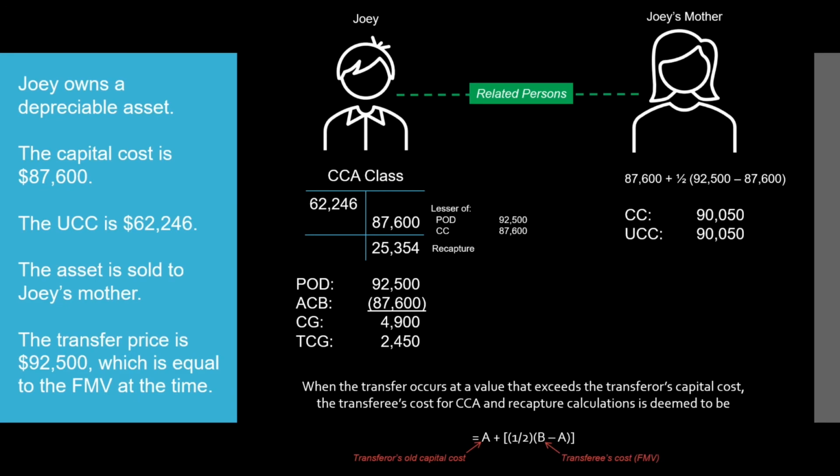The adjusted cost base, however, and pay attention to this, is different. It's going to be $92,500. It looks similar, but it's not the same number. $92,500 which is the fair market value at the time of transfer. This is a very complicated provision to read in the Income Tax Act, so I've just provided an overview of how to work through the calculations in this sort of situation.